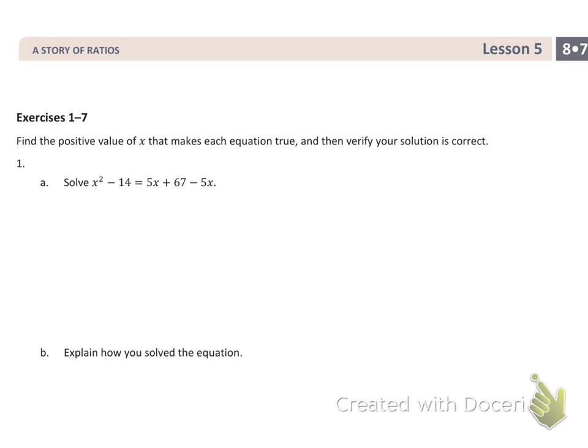All right, so exercises 1 through 7 you could do independently. You're only asked to find the positive value of x that makes each equation true. But if you'd like to find both and check both, you're more than welcome. Convince yourself that both of those values will work for x. So go ahead and solve these. Either check them one by one with the video or check them all at once when you're done.